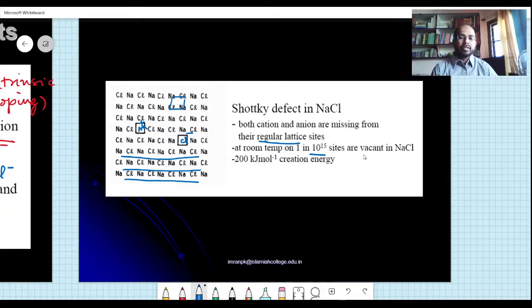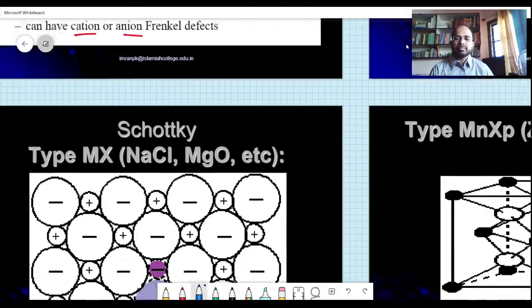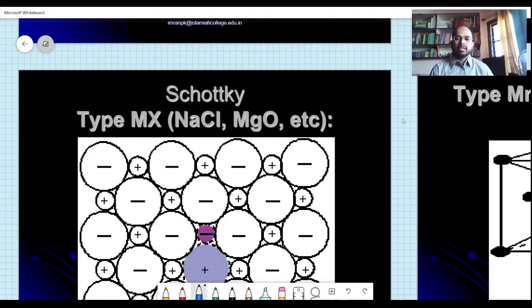10 power 15 sites are vacant in sodium chloride, and the creation energy is about 200 kilojoules per mole, which is sufficient energy. That means either you have to spend that much energy to fill that cation or anion, or you will require that amount of energy. Sometimes, even with lesser energy, due to some defects in the lattice itself or during the creation, they simply escape that. Okay, so here is another example.